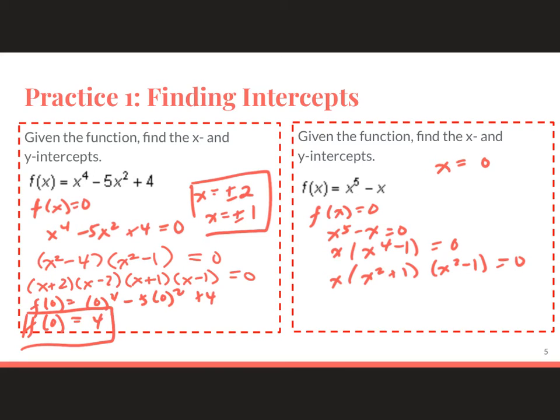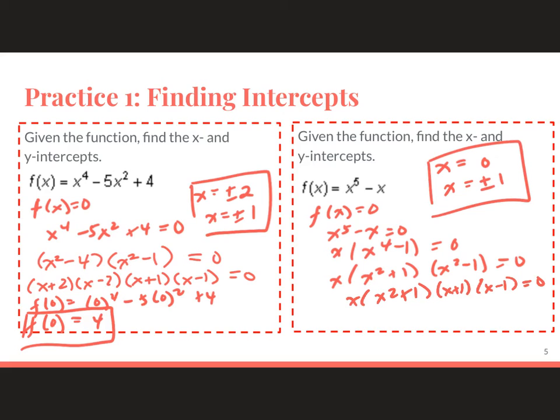So I get x equals 0. And then if I factor out x squared minus 1 even more, right, I get x and then x squared plus 1, and then x plus 1, oops, and its conjugate. Right, so I also get that x equals 1 and its conjugate, -1. So those are going to be my x-intercepts.